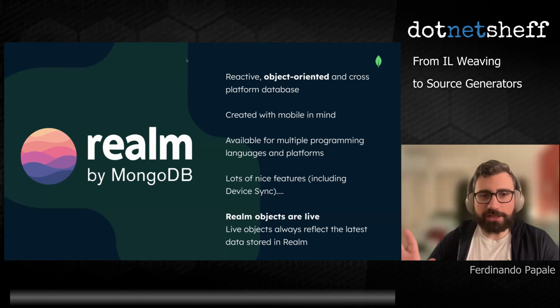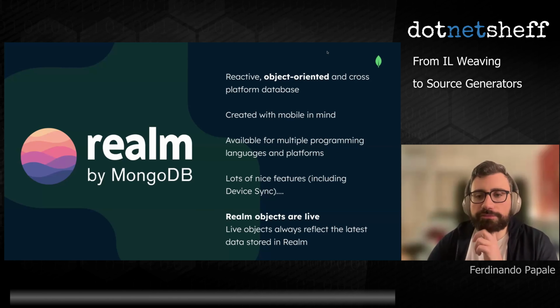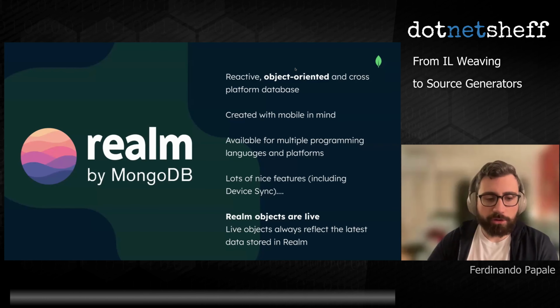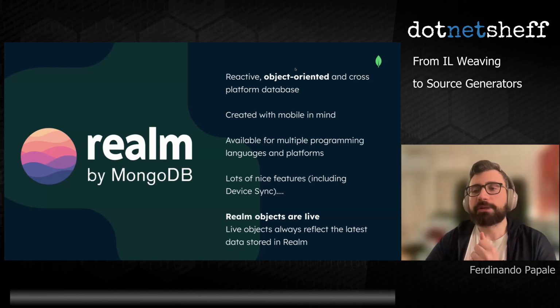Kotlin, Swift, TypeScript, and so on. And also it's available for a lot of different platforms. It has a lot of nice features, among which device sync that allows to automatically synchronize the objects between multiple devices and with Atlas, so MongoDB on the cloud. Those characteristics, though, are not very important for the rest of this talk, but there are two things that you need to remember about Realm.